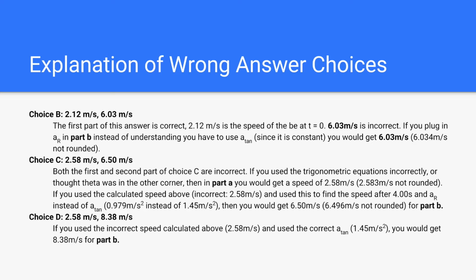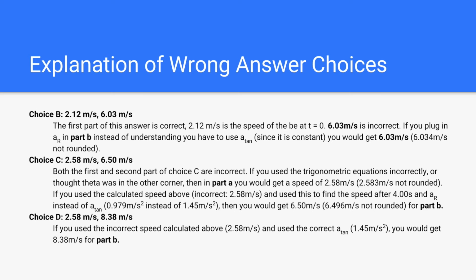So in the explanation of wrong answer choices, choice B was incorrect because there was a misunderstanding of which acceleration to use when calculating the speed in the kinematics equation. In order to use the kinematics equation, you have to have a constant acceleration, which we are told is equal to a_tan. Therefore, if you use the centripetal acceleration, you would get the incorrect answer of 6.0 meters per second.